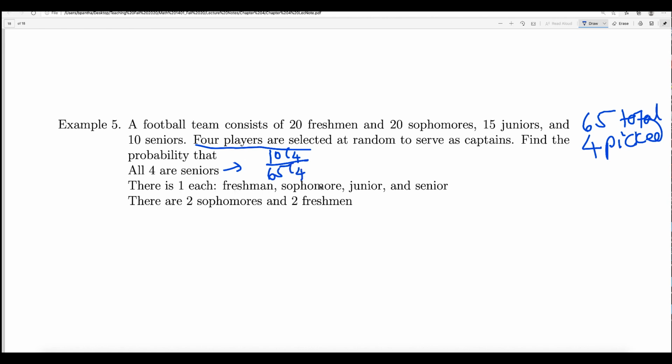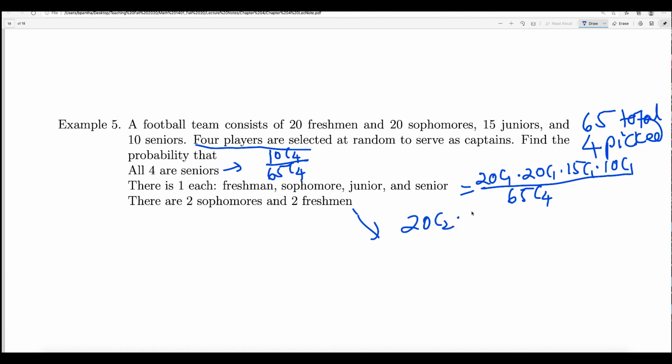One of each: freshman, sophomore, junior and senior. How do you do that? It is 20C1, 1 freshman picked, times 20C1 times 15C1 times 10C1. So you pick 1 from each category, divided by 65C4. You use a calculator to find the final answer on these. And then 2 sophomores, 2 freshmen. How many freshmen are there? 20C2 times 20C2 again, because this is for the freshmen and this is for the sophomores, divided by 65C4, and use a calculator to find the final answer. Alright, that's the end of chapter 4.